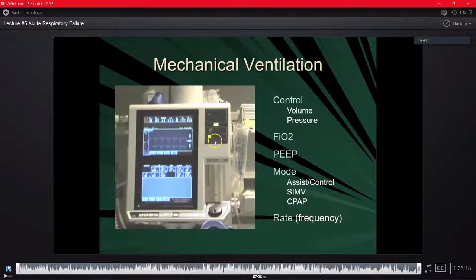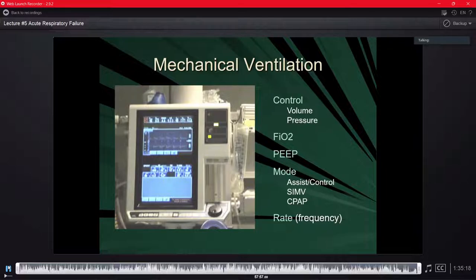Okay. This is a ventilator, and you definitely need to be familiar with these different types of settings. We have two different settings that are most common. We have volume control and pressure control. Our volume control allows us to set 4 specific parameters, and you must know these. These are test questions, I can guarantee it.